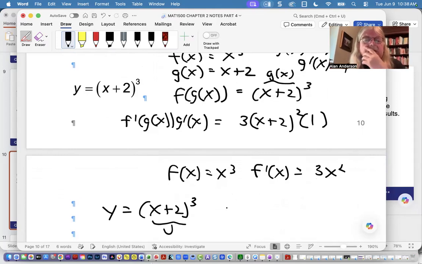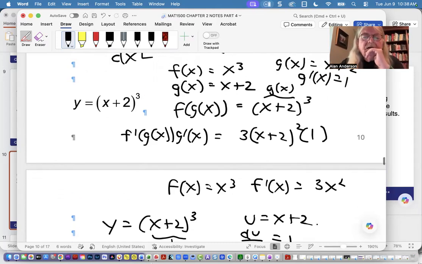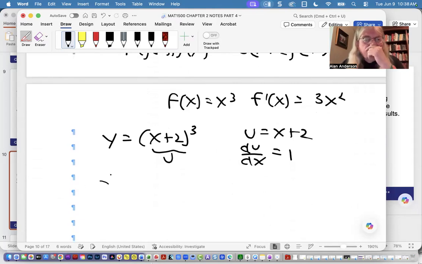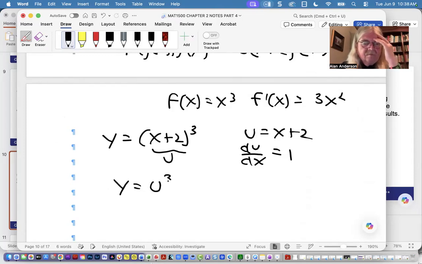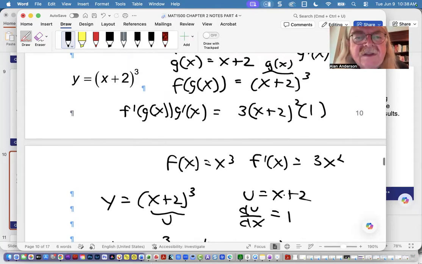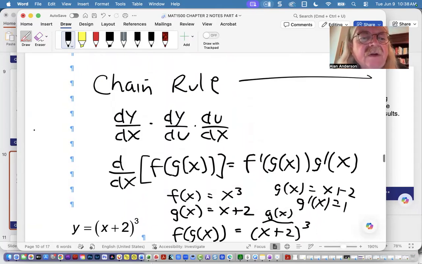Think of this as u, then du dx is 1. And so if you write y like this, then dy du is 3u squared. And so remember earlier on we said that one way to express the chain rule is right here.